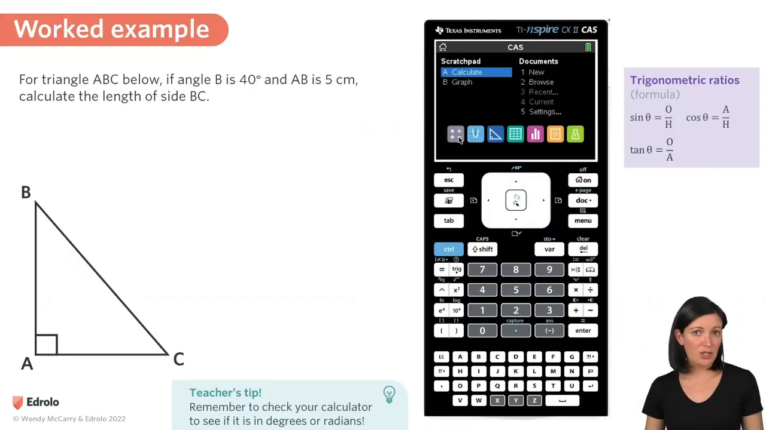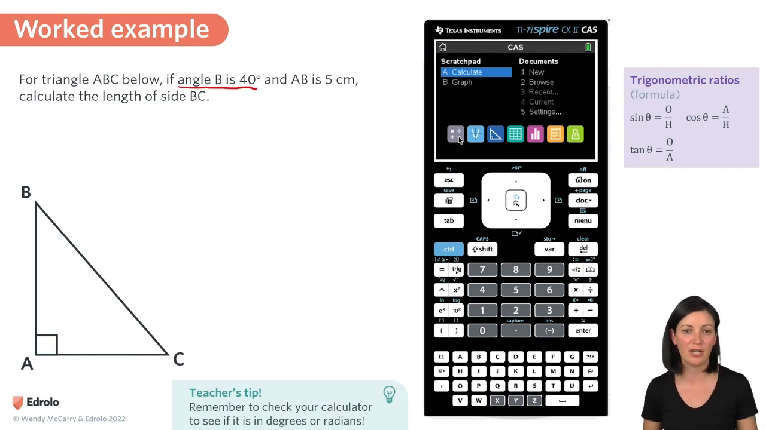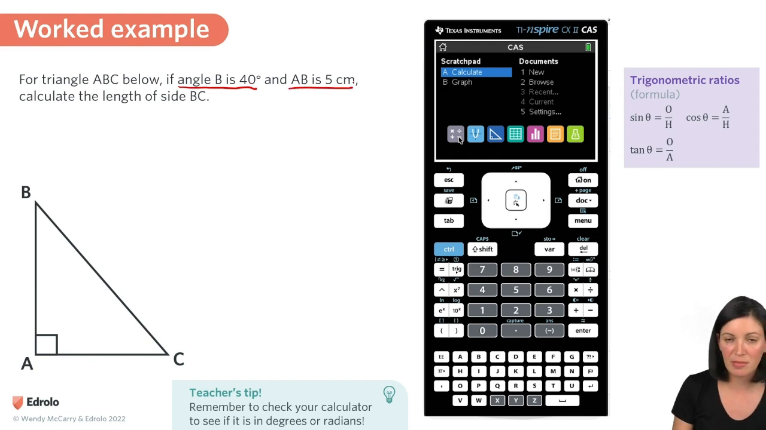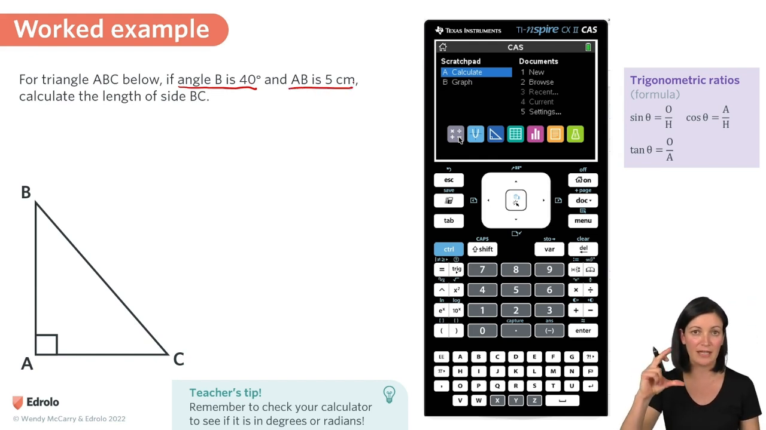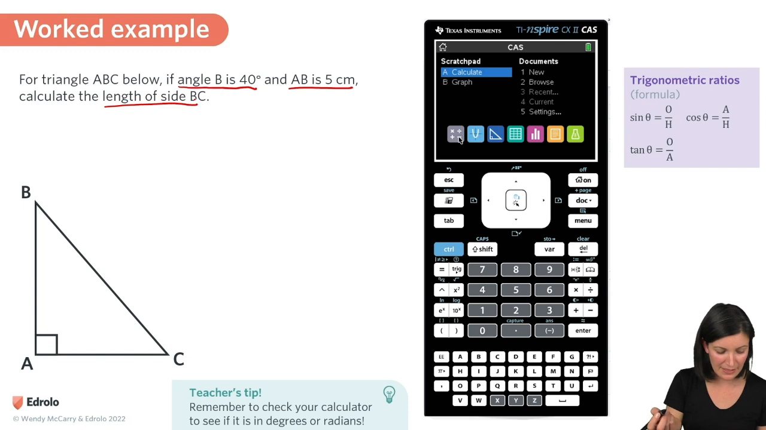So let's jump into a couple of examples where we're going to use our trig ratios, SOHCAHTOA, to find a missing side length or an angle. The first question says, for triangle ABC below, if angle B is 40 degrees, so that's important, I'm going to underline it, angle B is 40 degrees, and AB is 5 centimeters, so that length is 5 centimeters. What's the length of side BC? Let's label things here.